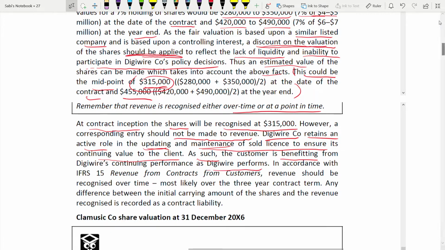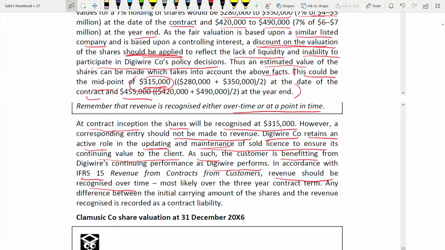What does it mean? That means as Digiwire updates, that is a continuing performance. They keep on doing it. As Digiwire updates and maintains the sole license, who is going to receive the benefit? Customer is going to get the benefit out of it, no? Because through the license he can have that music and classical music and all. So in accordance with IFRS 15, revenue should be recognized over time.